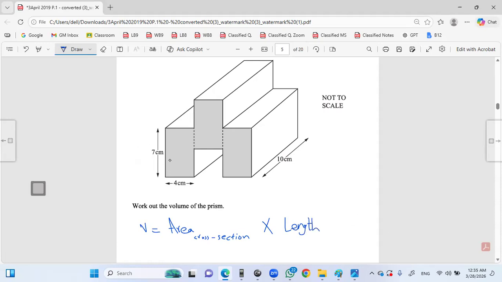So the area of the cross-section here, which is the front here, look at this. The cross-section is 3 rectangles. The area of one rectangle is 28 centimeters squared. Yes, but I have 3 of them. So 28 again and 28 again. Centimeters squared.